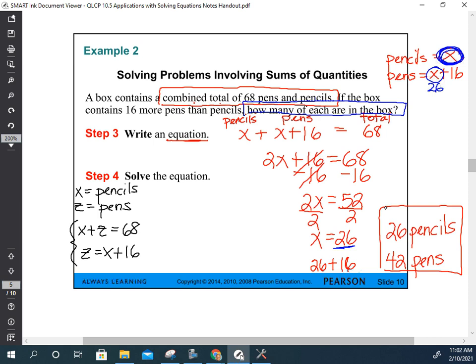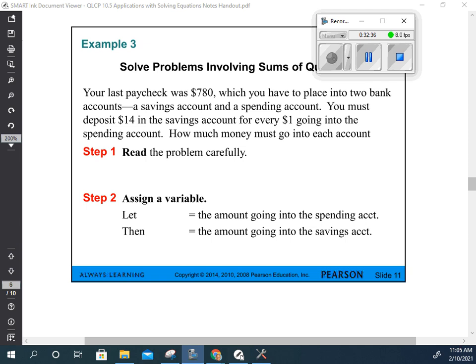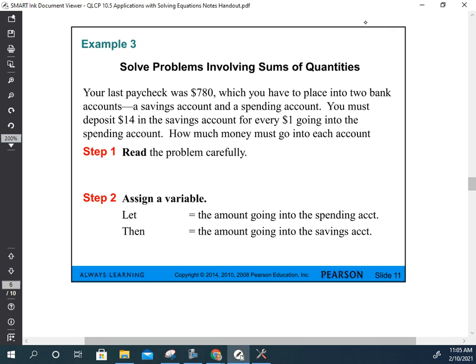All right, so this is a good place to take a short break. Let's take this: your last paycheck was $780, which you have to place into two bank accounts, a savings account and a spending account. You must deposit $14 in the savings account for every $1 going into the spending account. How much money must go in each account?